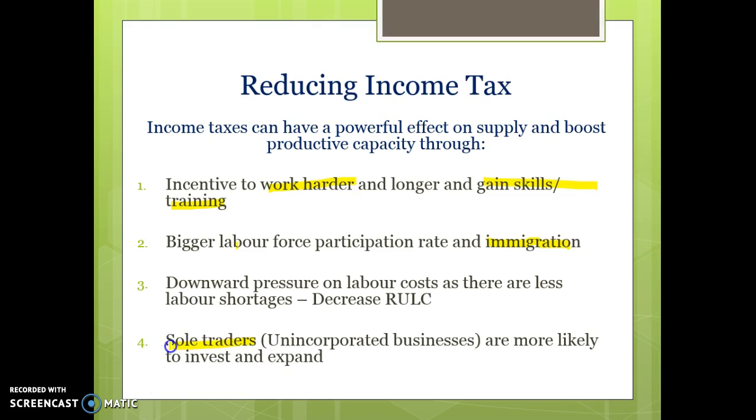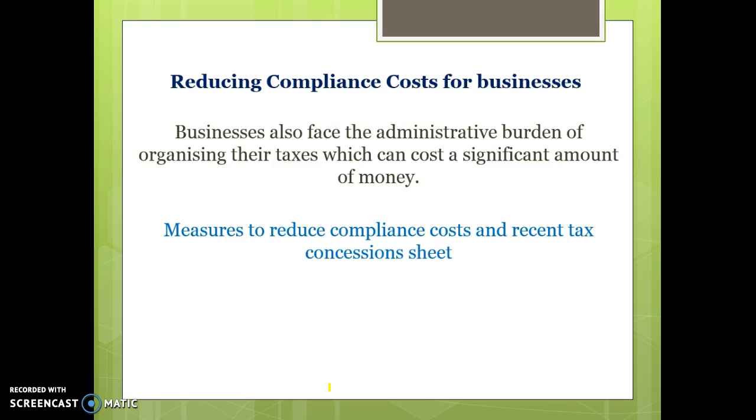Sole traders also benefit. Sole traders are people that own their own businesses. They pay income tax like everyone else. They don't pay company tax. So when they have an income tax cut, they've got a higher disposable income and they're more willing to invest in new things like machinery and equipment and things like that to run their small business.